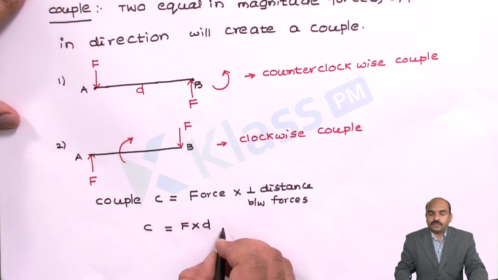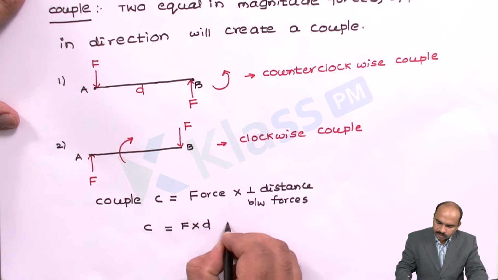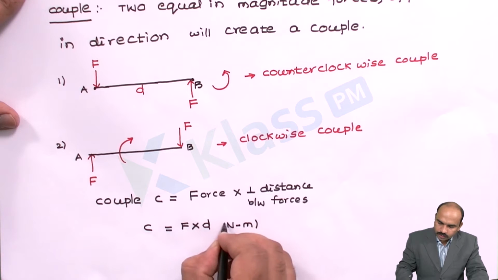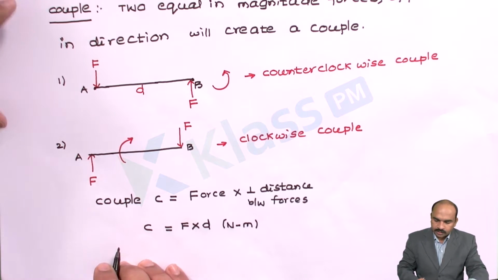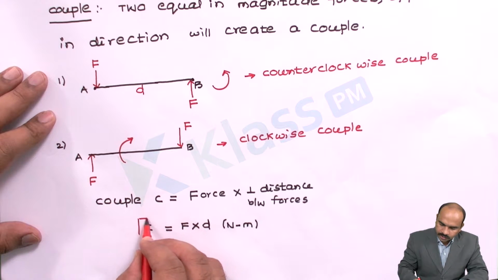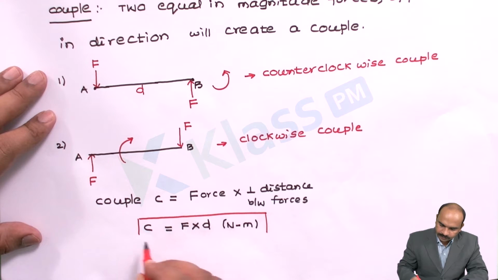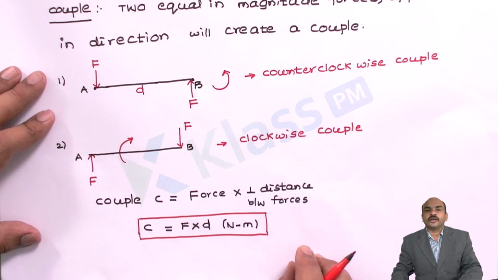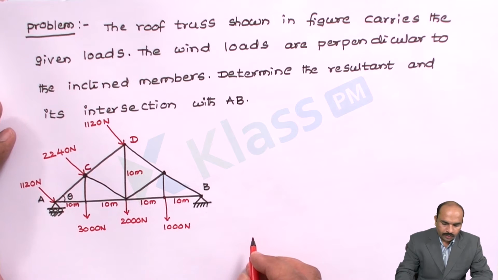Now what are the units for this couple? We know the force unit is Newton and the distance unit is meter. So Newton meter is the unit of the couple. So using this relation we can calculate the amount of couple acting on a body. Given problem.